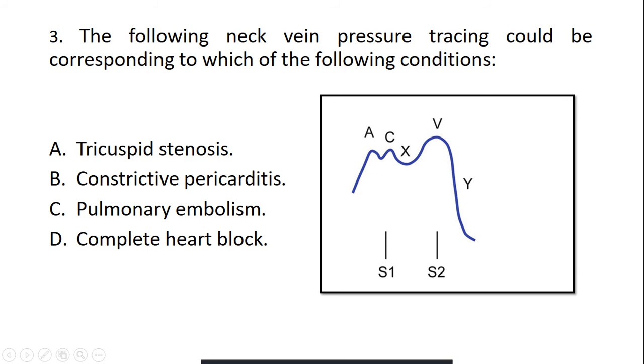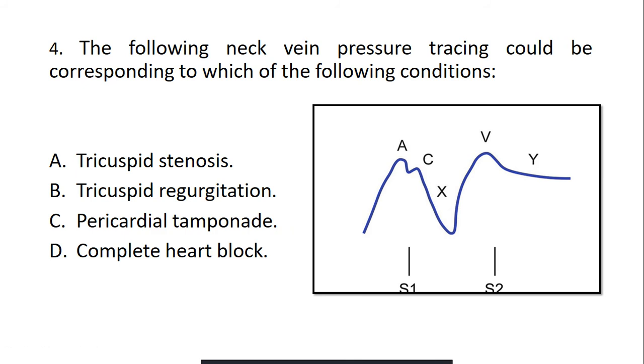Tricuspid stenosis causes giant A wave. Pulmonary embolism will cause raised RV pressure, RA pressure, so it will cause giant A wave as well. Complete heart block will cause cannon A wave. So the answer will be constrictive pericarditis. Constrictive pericarditis causes steep, deep X and steep, deep Y descent.